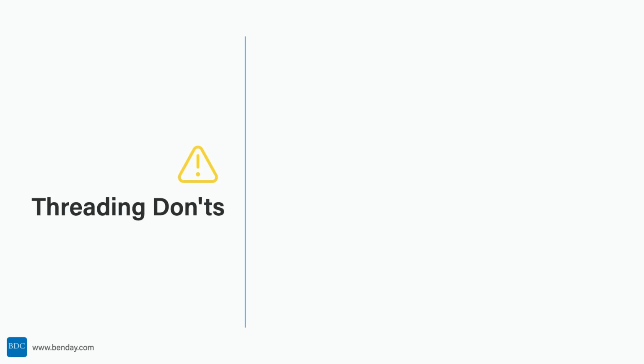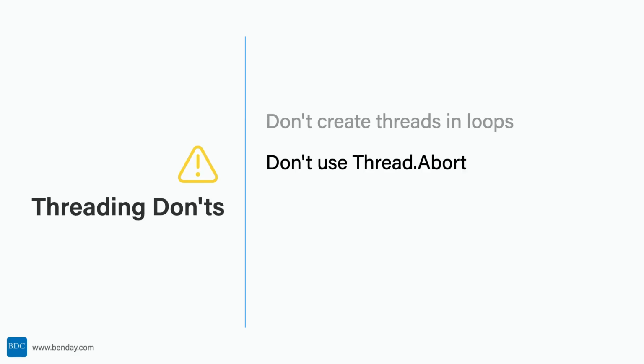Before we wrap up, let me save you from the mistakes that cause the worst threading bugs. I've made all of these myself. Creating a new thread for each item in a collection? You'll overwhelm the system with hundreds or thousands of threads. Use the thread pool or task parallel library instead. Threads are expensive to create. Thread.Abort kills a thread immediately, possibly mid-operation. It can corrupt data and leave locks held forever.